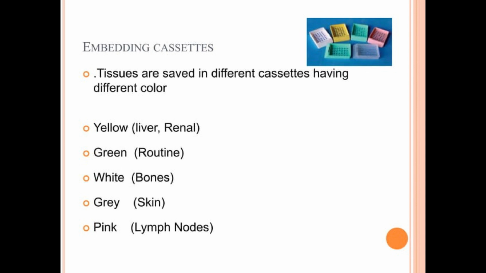Yellow, liver or renal tissue. Green, routine samples, general tissue. White, bone samples. Gray, skin samples. Pink, lymph nodes. This color coding system helps lab technicians quickly recognize the type of tissue being processed, ensuring efficiency and accuracy in handling samples.